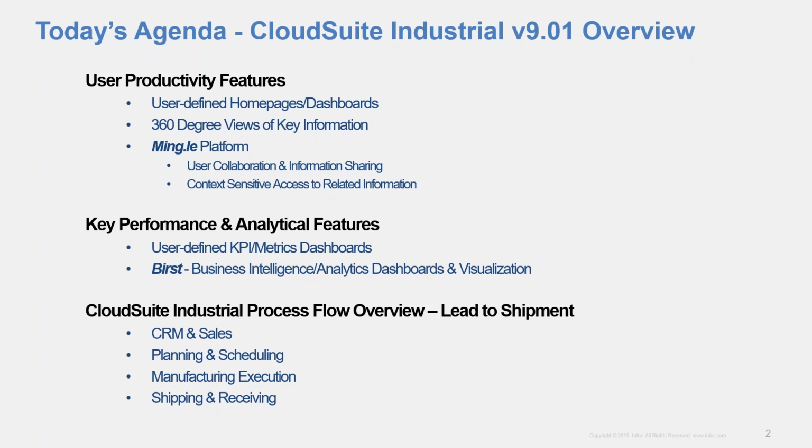And finally, as I mentioned, we'll do a lead to shipment kind of process flow overview. It's going to touch on some of the key areas of the system, including CRM and sales, planning and scheduling. We'll look at some manufacturing execution and also shipping and receiving to kind of give you a flavor of various areas within the CloudSuite Industrial system. So with that, let's jump over to the system.